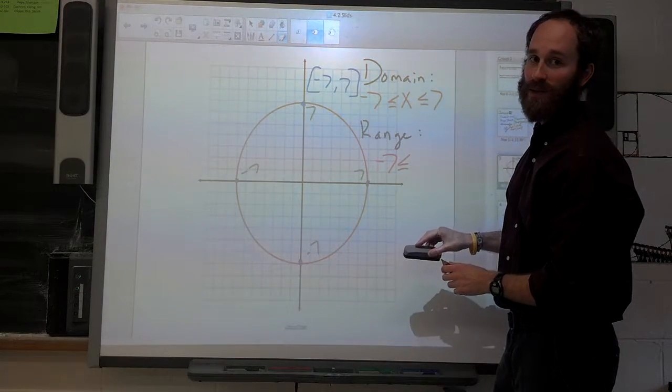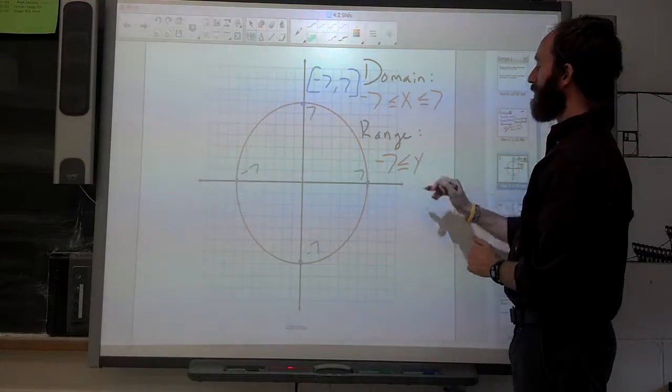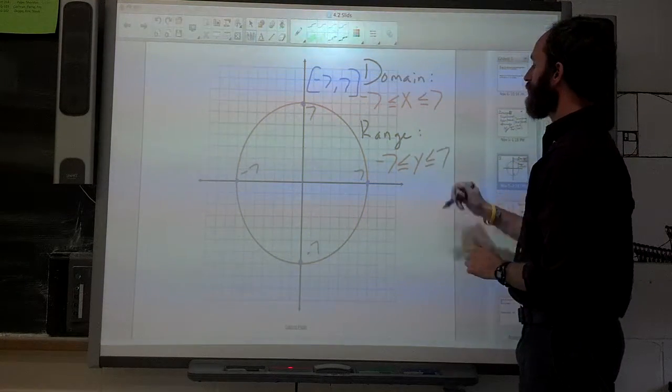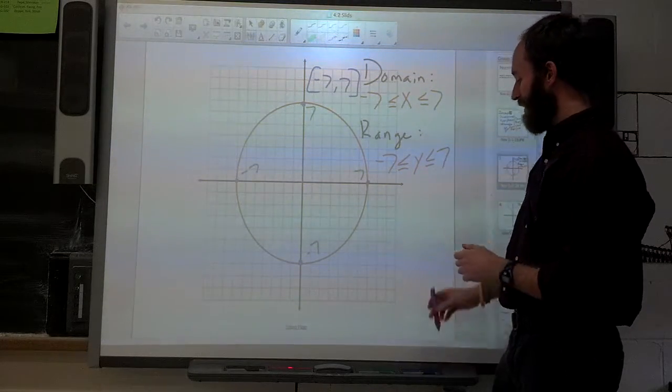You guys don't make that mistake. Negative 7 less than or equal to y, my apologies, less than or equal to 7. Now again, writing this in interval notation, same exact thing.